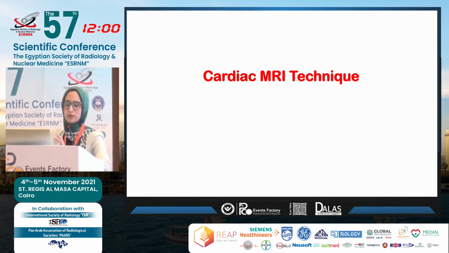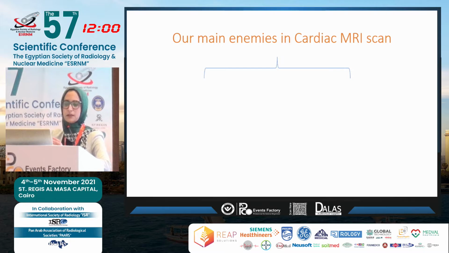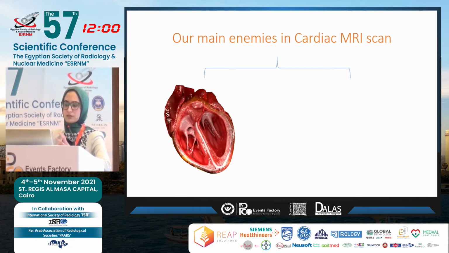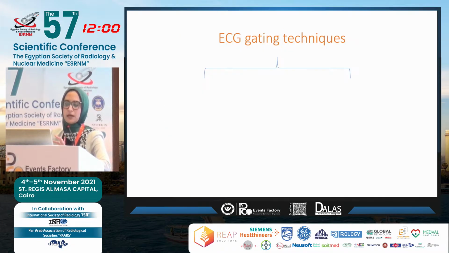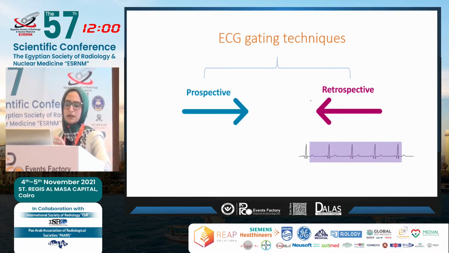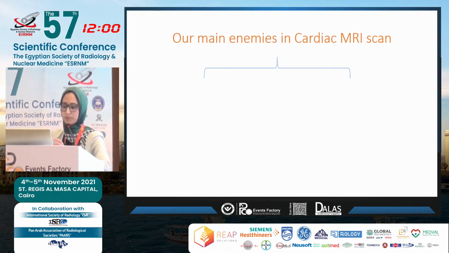Quickly going through the main basic cardiac MRI technique. As we all know, our main enemy in cardiac MRI scan is that the heart is a motile structure. So in order to scan it properly, we need to have ECG gating, and this can be done prospectively or retrospectively. Actually, in MRI, mainly we rely on retrospective gating since we need to get information about the function of the heart, and in order to do that, we have to do a whole cardiac cycle examination.